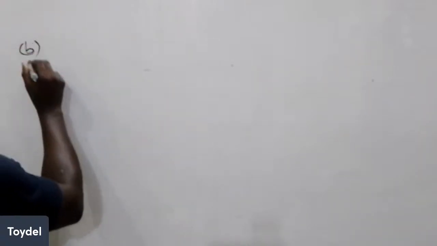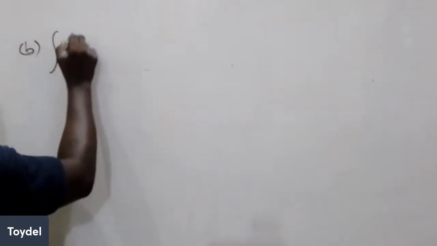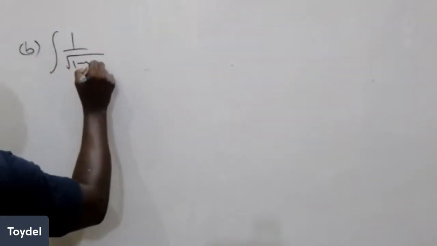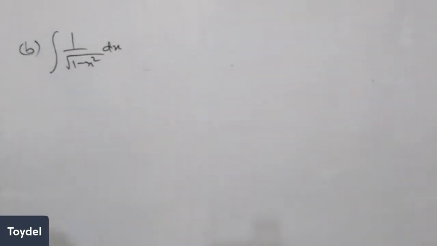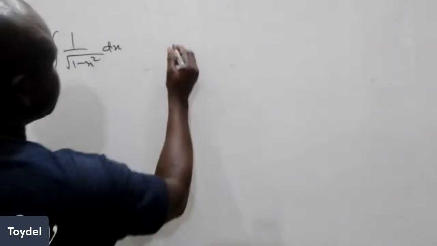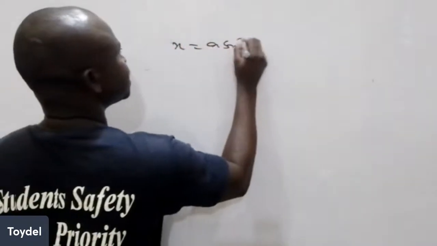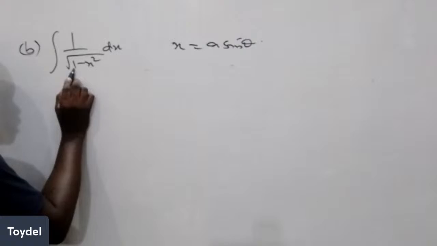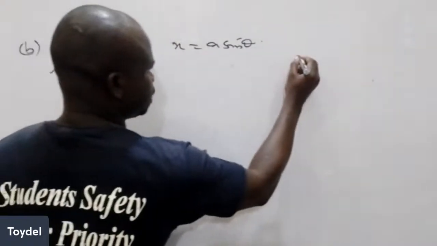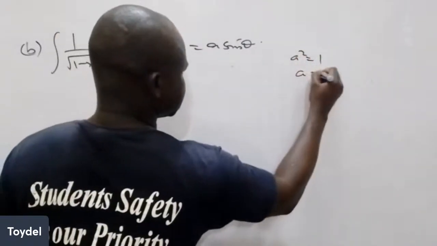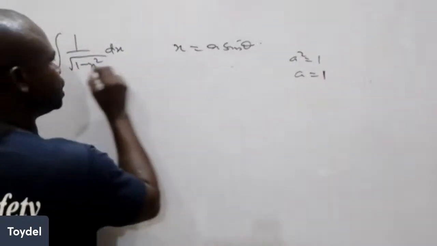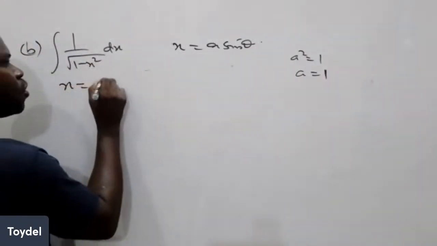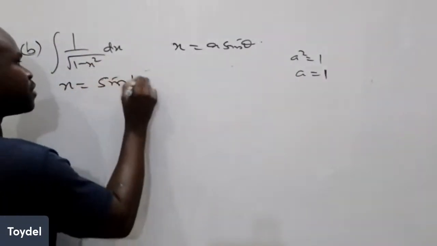The B part of the question now is where we have the integral of 1 minus square root of 1 minus x squared dx. So how do we solve this? Of course, we are going to put x equal to a sine theta. In this case now, a squared is equal to 1, then a is equal to 1. So in this particular question, x can be equal to sine theta.